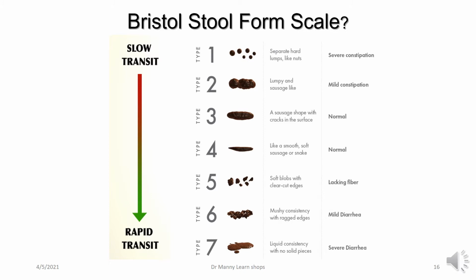Diarrhea typically is more frequent stool, so it's watery. It's more liquefied. Type 1, it's slower, so it's harder. This indicates severe constipation. So type 1, severe constipation. Type 2, mild constipation. Type 3, normal. 4, normal. 5, lacking fibre, more fluid. 6, mild diarrhea. 7, severe diarrhea. The Bristol stool form scale.